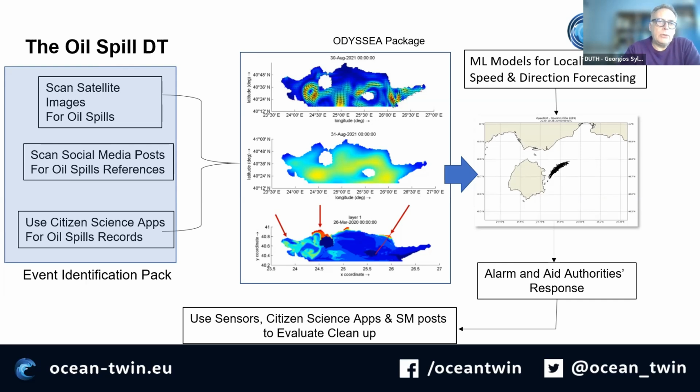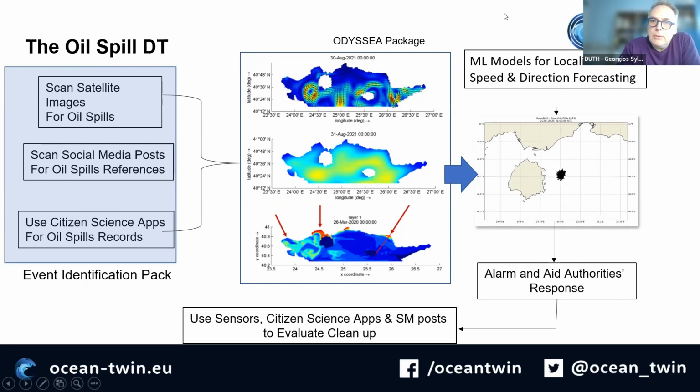In parallel, and because Sentinel-1 is not always crossing the area, we also want to scan the social media. So in parallel we will run another algorithm to scan whether there are posts or any reports which are relevant to oil spills. Based on these databases, this is what we call the event identification package, which will trigger all these models and will effectively give us an understanding of the location and the presence of an oil spill in the sea.